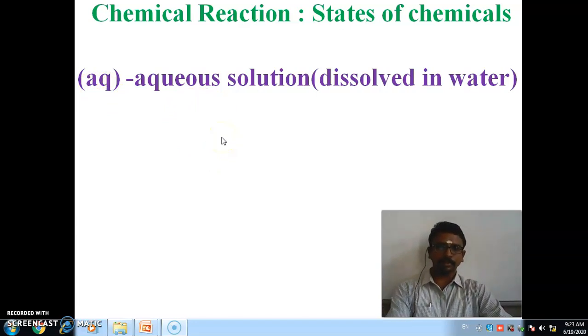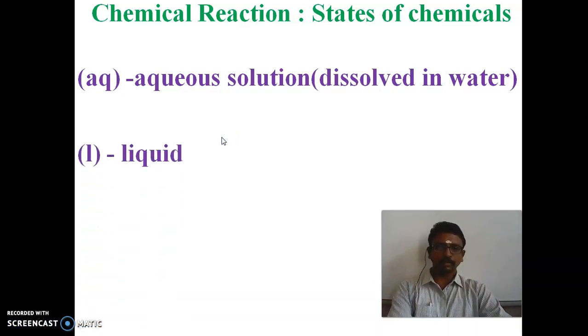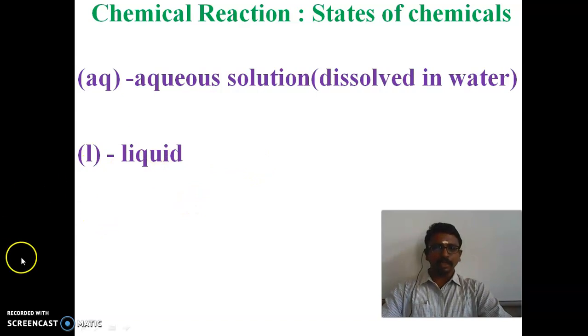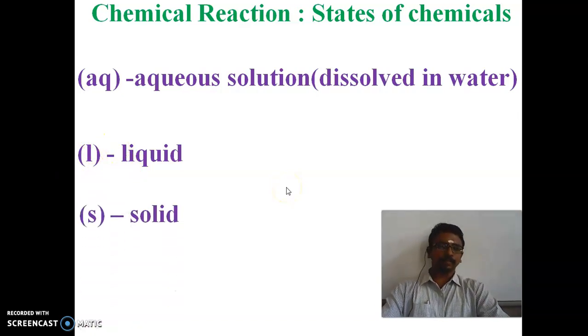And next, liquid. If the substance is in liquid state, we have to mention l. For example, take water. What is the formula for water? H2O. If the water is in liquid state, in the subscript we have to mention small l in brackets.